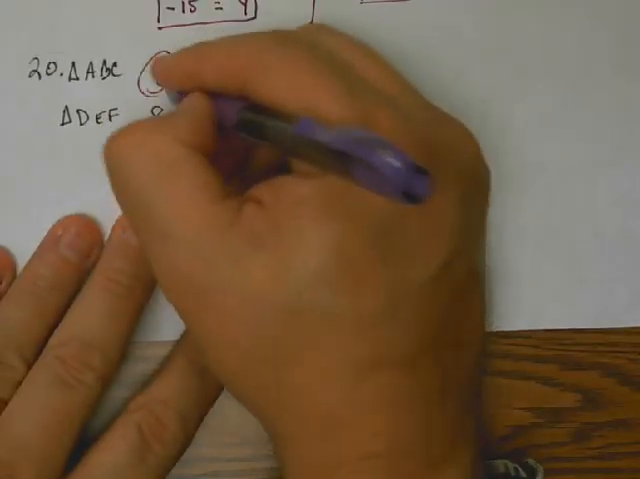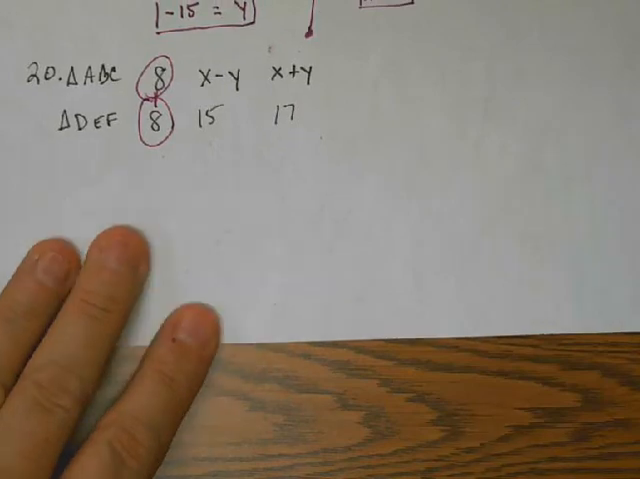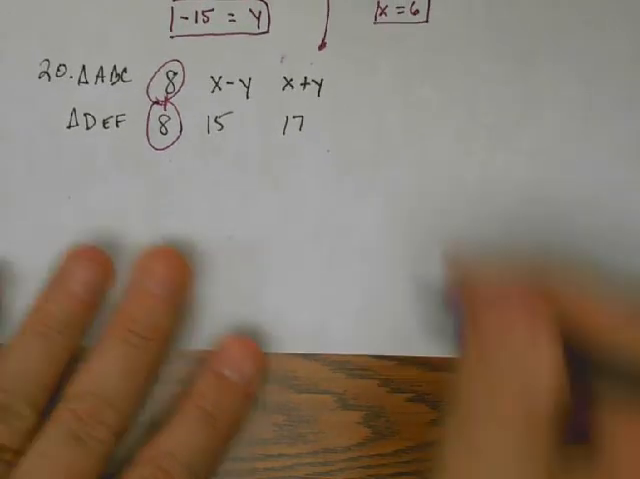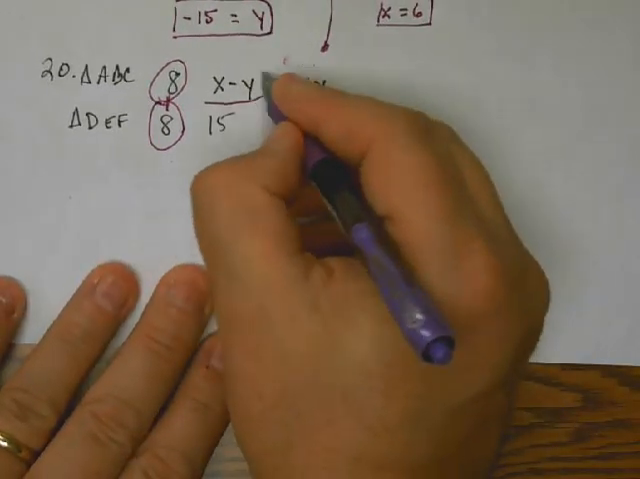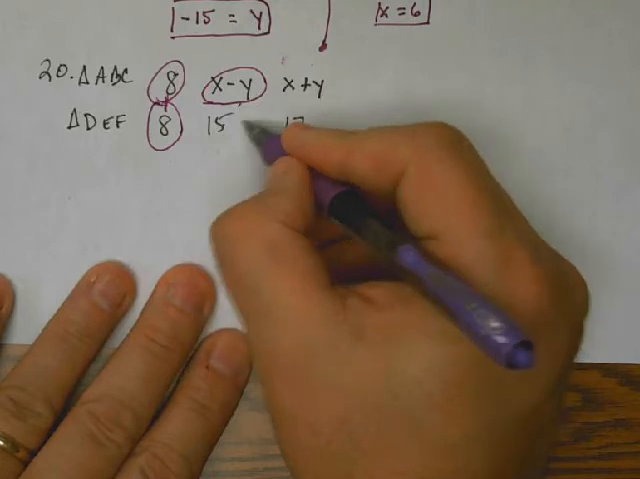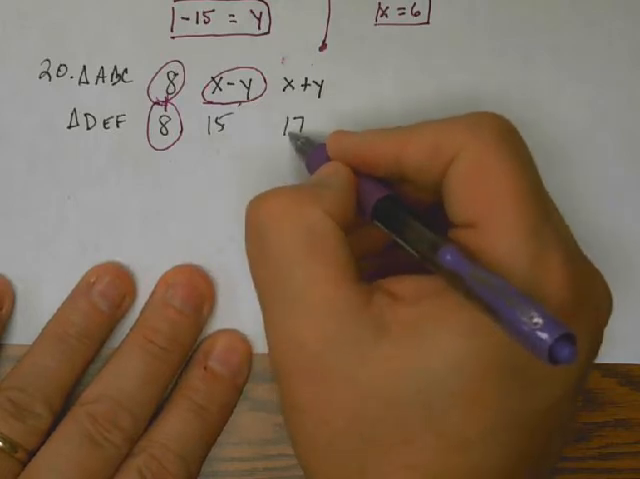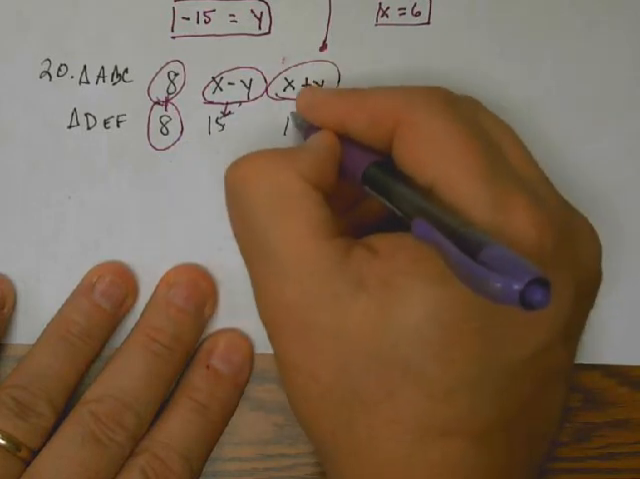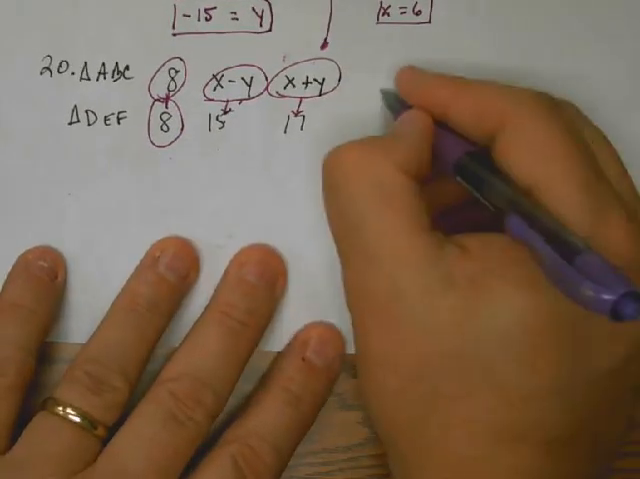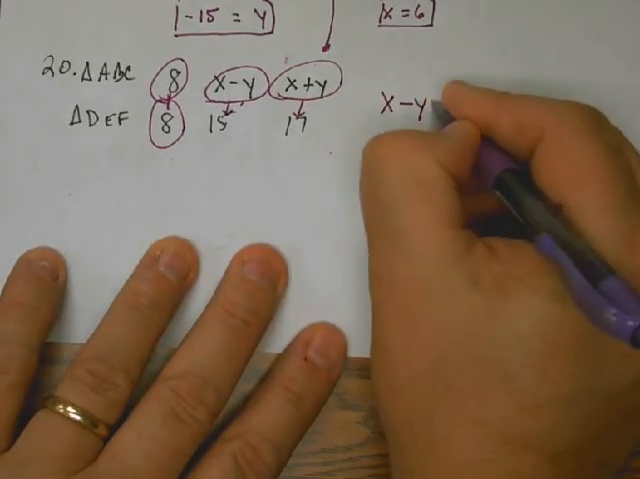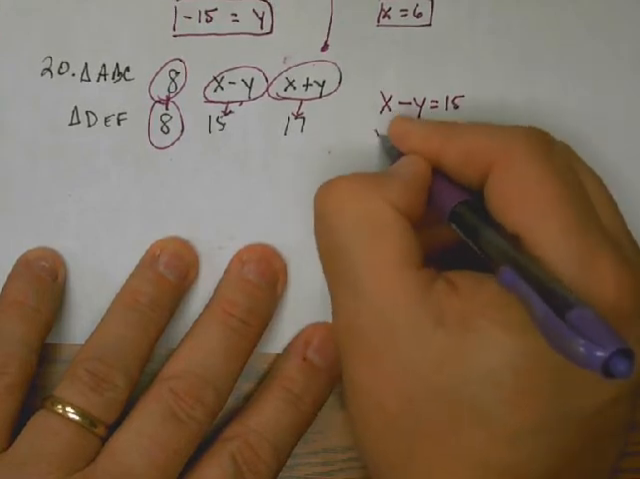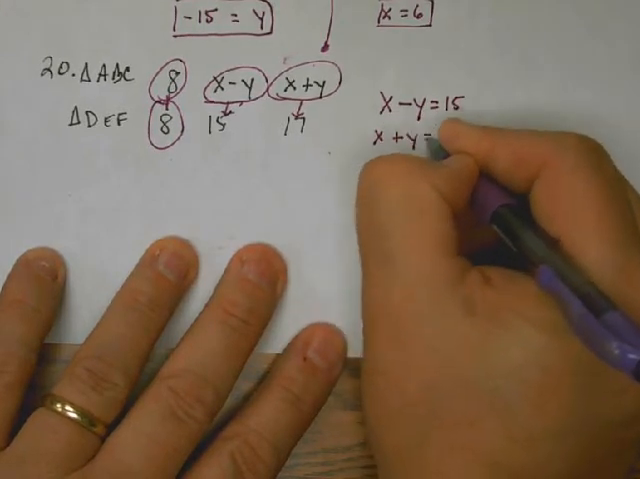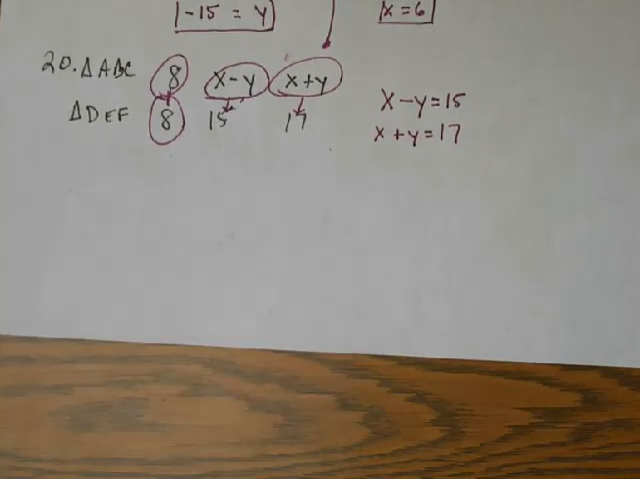Okay, so we know that 8 would match up. Everyone okay with that one? Okay, but what about x minus y? Would that match to 15 or 17? What do you think, Nicholas? Okay, let's do that one first. And then if that's the case, then x plus y goes to 17. So here, watch this, how I do this. X minus y equals 15. I'm going to put it right below. I have 2 variables and 2 unknowns.